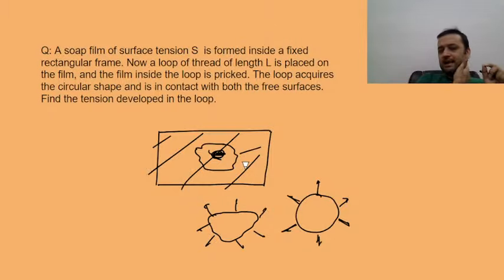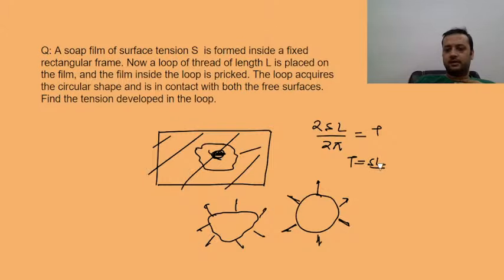So this thread is in contact with both the free surfaces, because the thickness of the thread is very small, and we can assume that it is the same as the thickness of the soap film. So you can see that the thread is in contact with both these free surfaces. So try this question, guys. You will get it using the same result. I will tell you the total answer: it will come out to be 2SL by 2 pi. So this will be the surface tension developed. This is a very standard result.